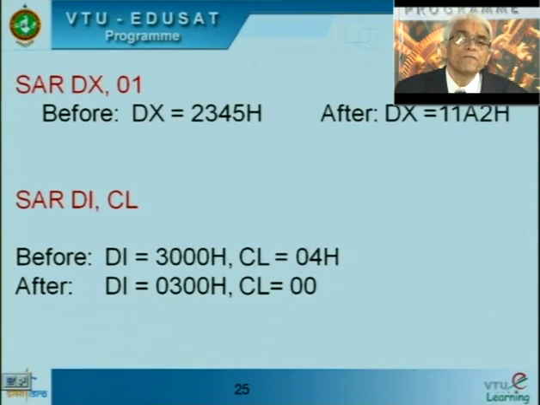SAR DI comma CL is where the count can be greater than 1. This is another instruction where I am using CL equal to 4. Whenever you want a 4-bit shift operation, where you have a nibble of data to be moved, we use such an instruction where CL will have the value 4. Before, for example, we have 3000 hex and CL equal to 04. After the execution of SAR DI comma CL, since it is shifted 4 times, it becomes 0300. The reason we get 0300 is that the most significant bit of DI is 0, and the same value is retained.